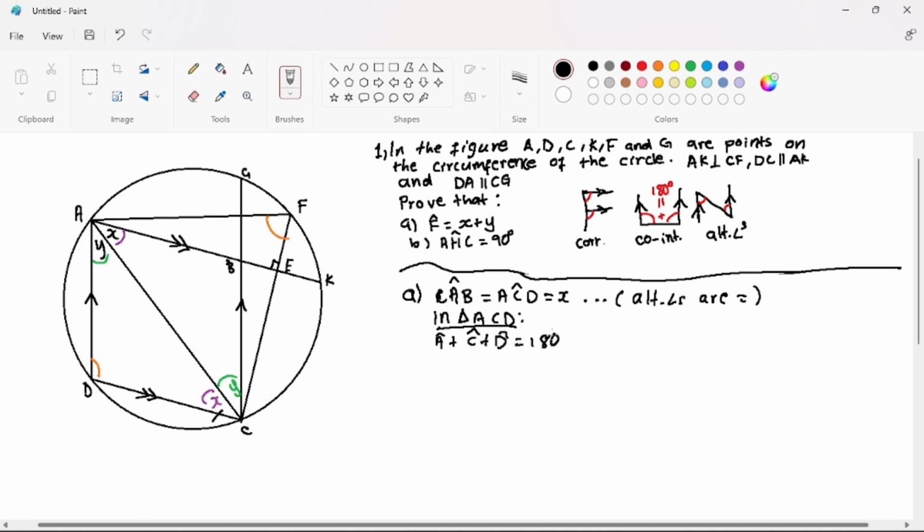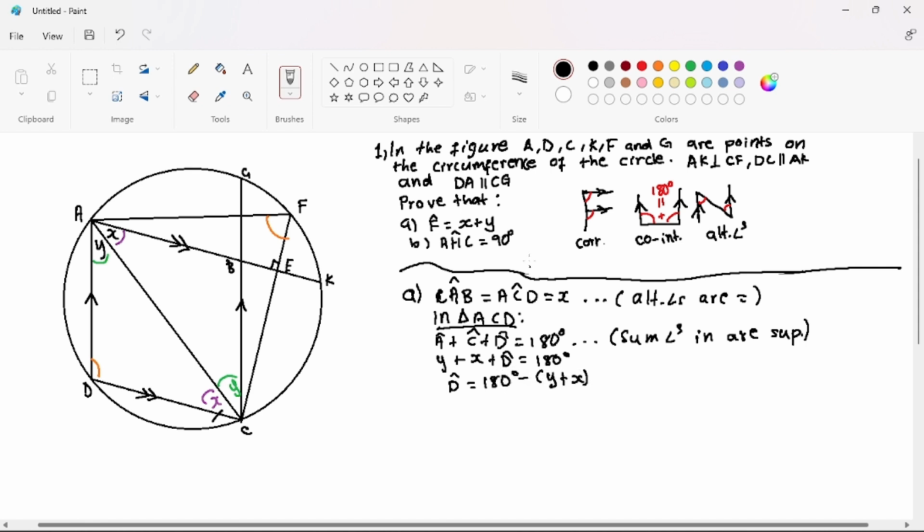They are going to be equal to 180 degrees. And our reasoning is that the sum of angles in a triangle are supplementary, meaning that they add up to 180 degrees. So next we are going to substitute. A is going to be our y, and C is going to be our x, and D, that's what we are trying to solve. So when we transpose, we are going to have 180 minus y plus x.